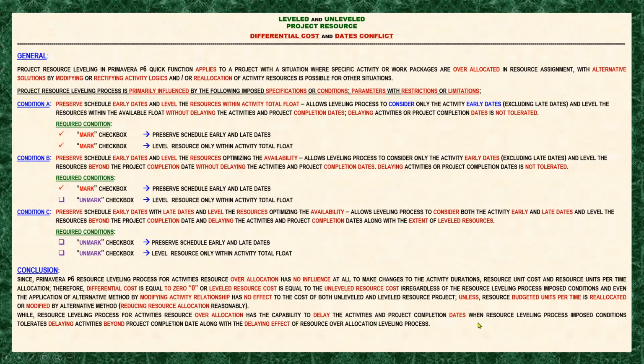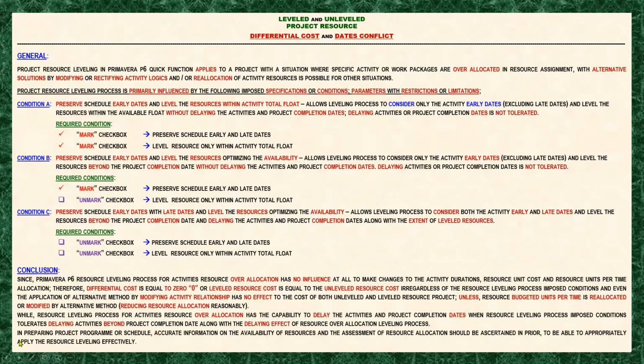Okay, next. While a resource leveling process for activity resource over allocation has the capability to delay the activities and project completion dates when the resource leveling process imposed condition tolerates delaying activities beyond the project completion date, along with the delaying effect of the resource over allocation leveling process. Next. The last one is that in preparing the project program or schedule, accurate information on the availability of resources and the assessment of resource allocation should be ascertained prior to being able to appropriately apply resource leveling effectively.